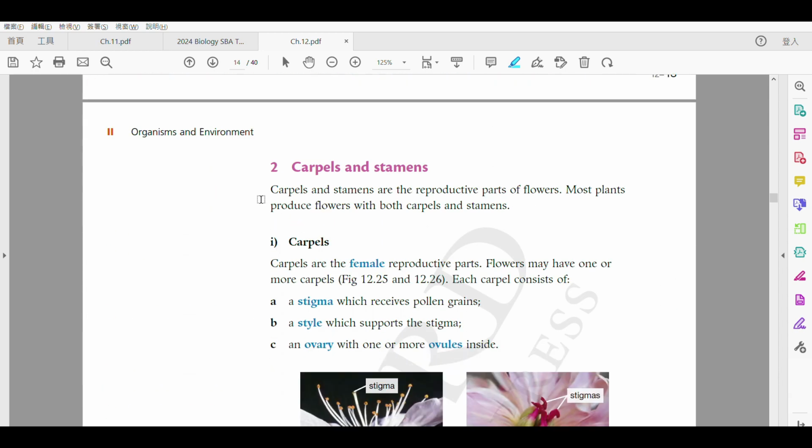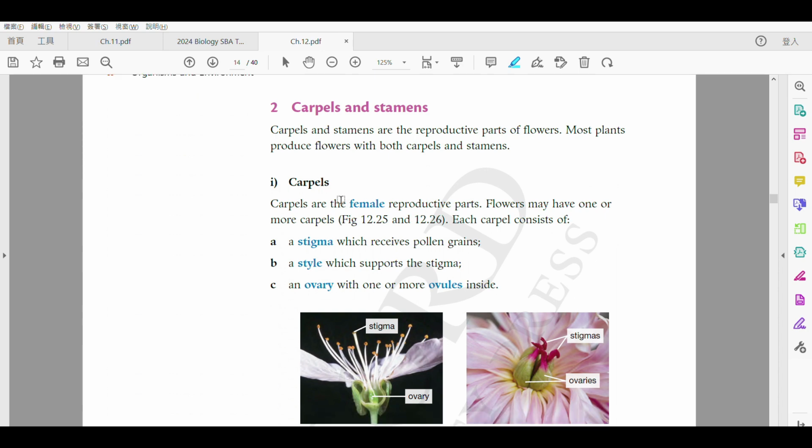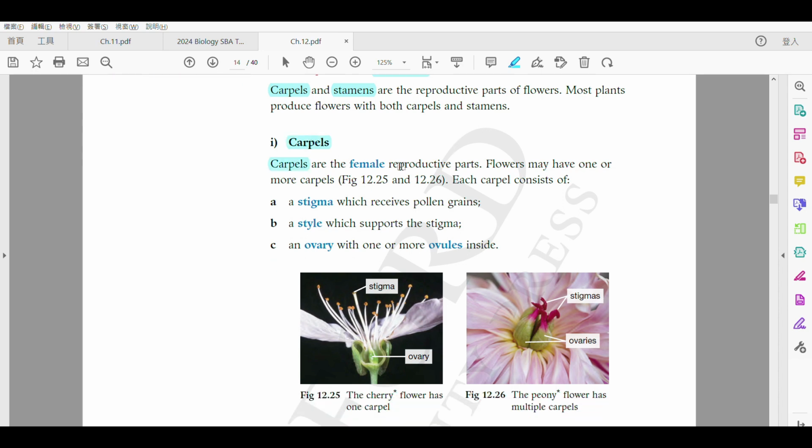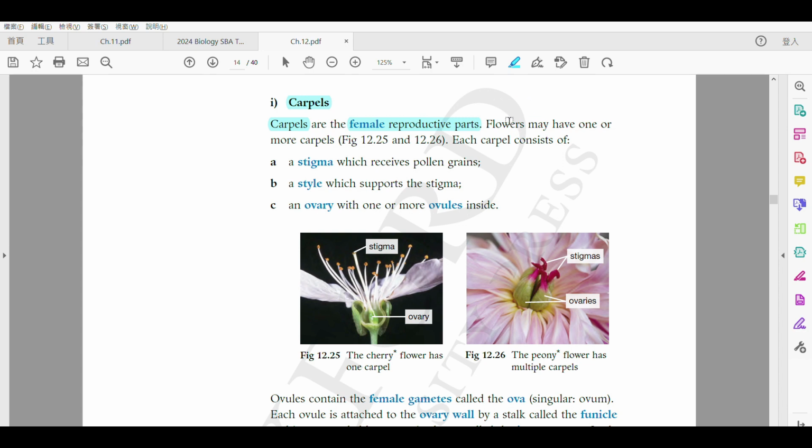Alright, and then the next one, this is the key part, the more important part. We're going to talk about the female and male reproductive parts. So carpel is the female and stamen is the male. Alright, so we talk about the carpel first. Pay attention, this part is important. Carpels are the female reproductive parts. Usually, as I said, a flower may have one or more carpels, usually in the center.